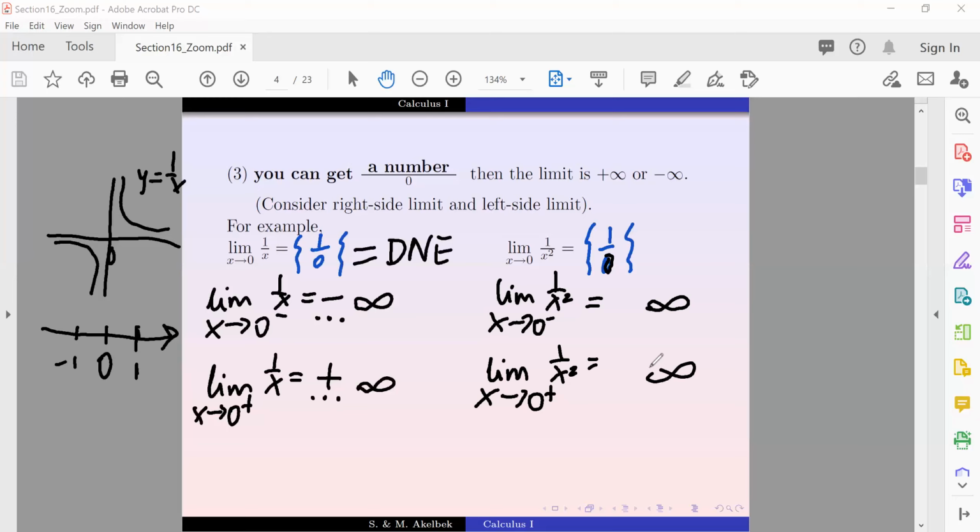So now I'm choosing a number. Here's my 0. I'm choosing a number from the left of 0, so -1 or -1/2. I would have 1 over (-1) squared if I substitute -1. (-1) squared is positive, so this value is positive. That's why I have positive.